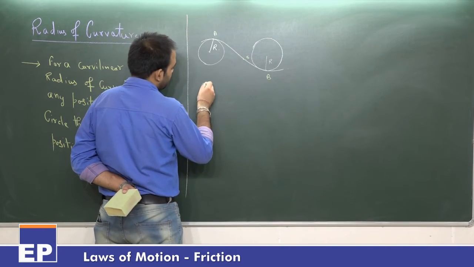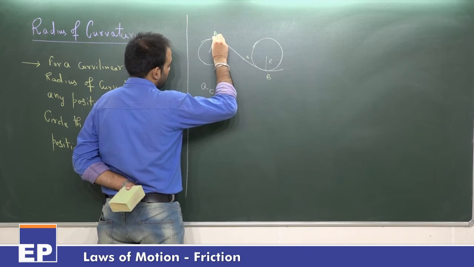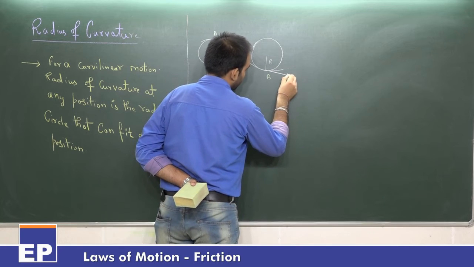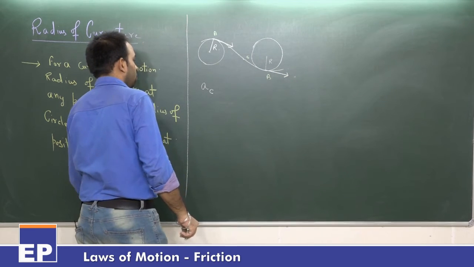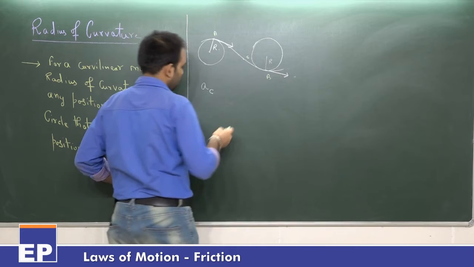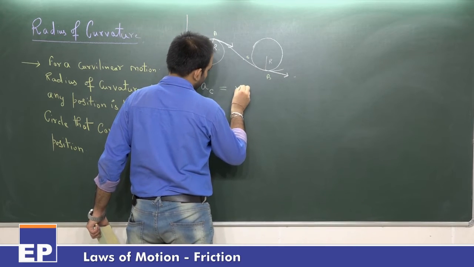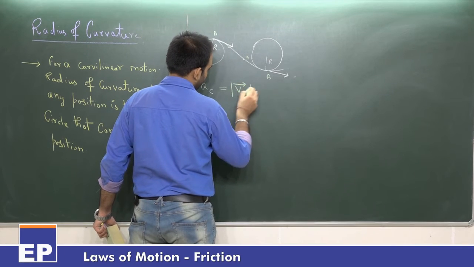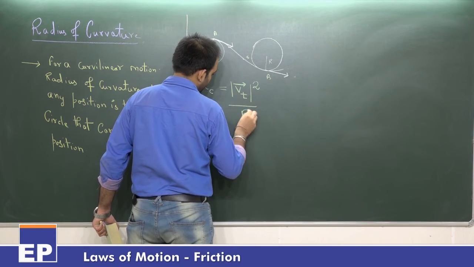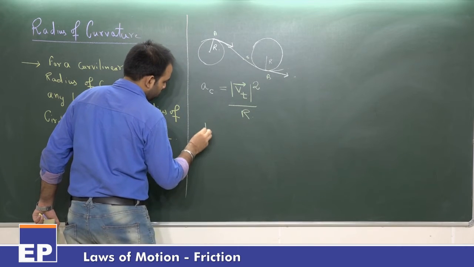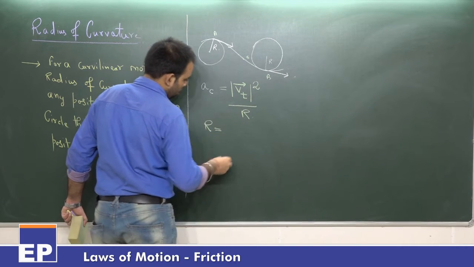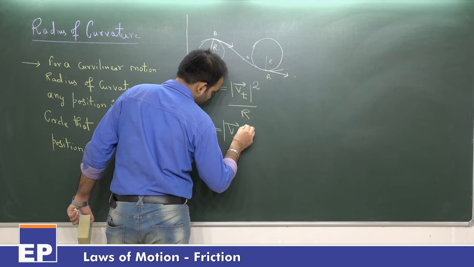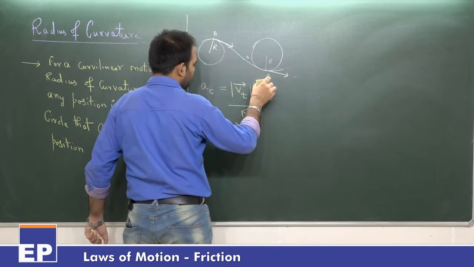We can write ac is what? At this time, its velocity is along the tangent. Here also, the velocity is along the tangent. So we can write ac is V square, of the tangential velocity component, by R. So what is the radius of curvature? You can write just V square over the normal acceleration.